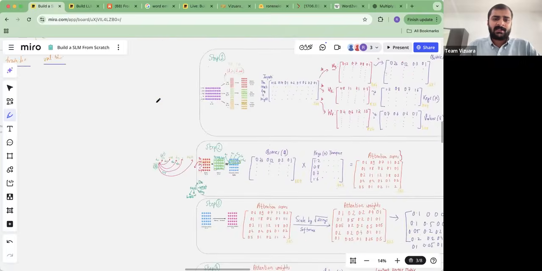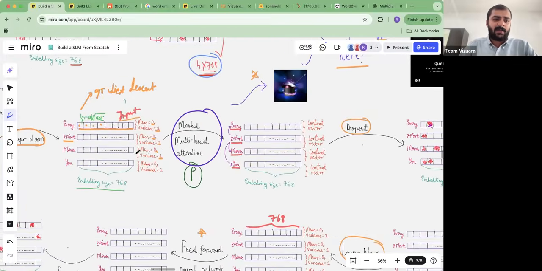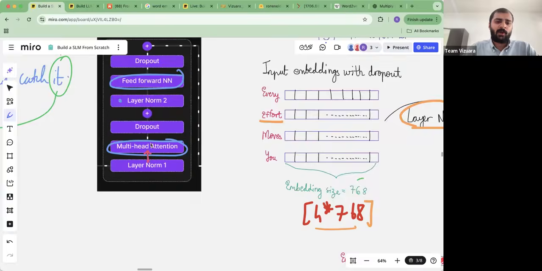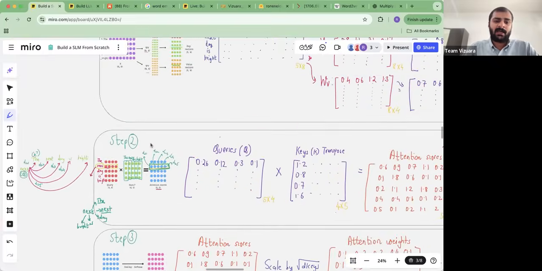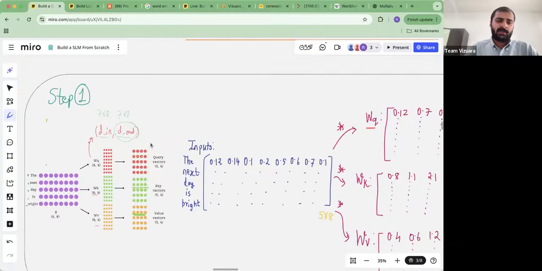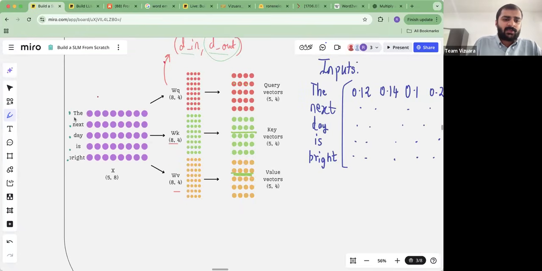Our starting point is this point where we have just finished this normalization, and we are now entering the multi-head attention block. Now we are going to see exactly the sequence of steps which happen in the attention mechanism. Remember what I told you: in the attention mechanism, words get to know about their context, right? So we are going to look at 5 such words. The next day is bright. And you can think of these as currently 8-dimensional vectors.